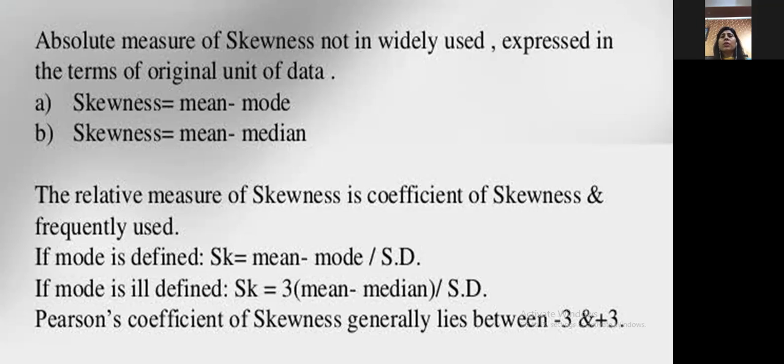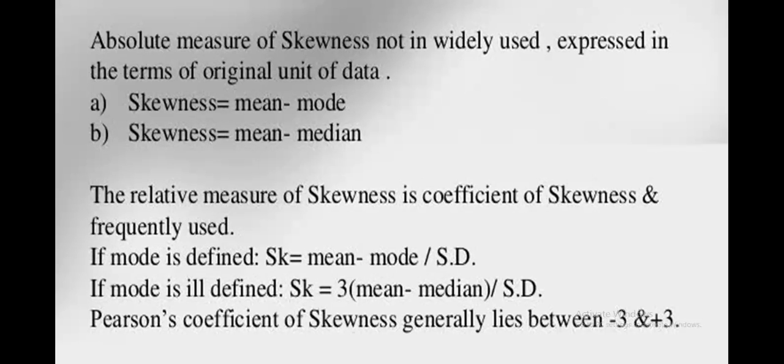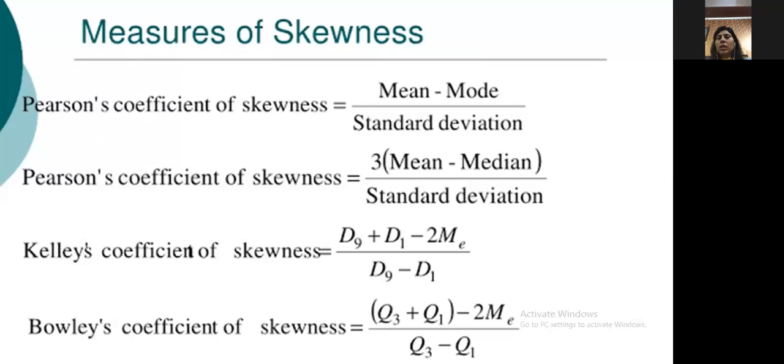That means if we are not able to find out the value of mode exactly, then we use median. In that case, the formula changes and the skewness will be 3 times bracket mean minus median divided by standard deviation. And the Pearson's coefficient of skewness generally lies between -3 and +3. We will understand all the types of coefficient of skewness in coming slides. So let's understand the next one.